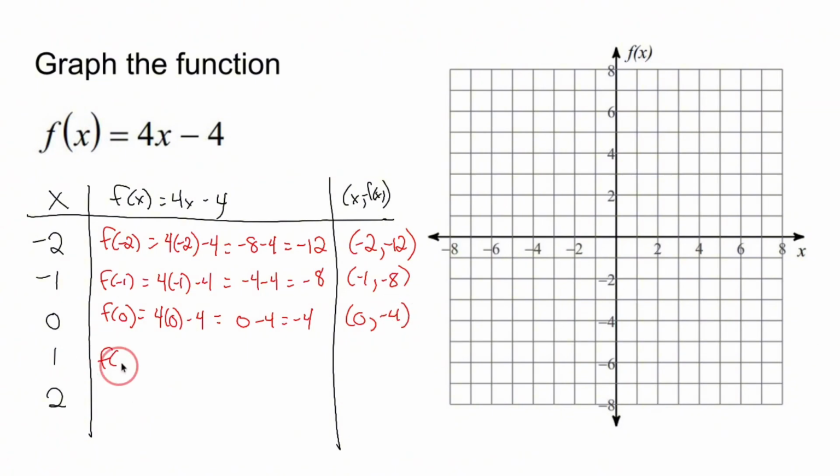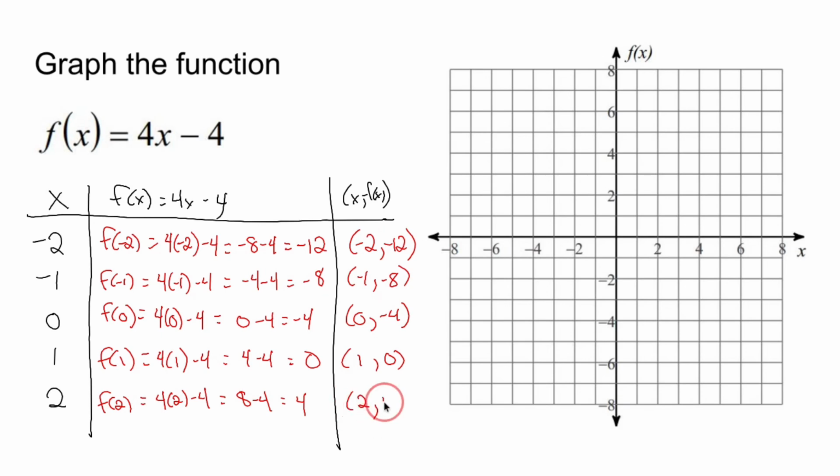F of 1. 4 times parentheses 1 minus 4. 4 times 1 is 4. 4 minus 4 is 0. Bada bing. That gives me the point 1, 0. F of 2 equals 4 times 2 minus 4. 8 is 4 times 2. 8 minus 4 is 4. So when I plug in 2, I got 4.